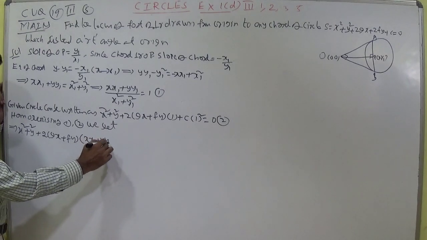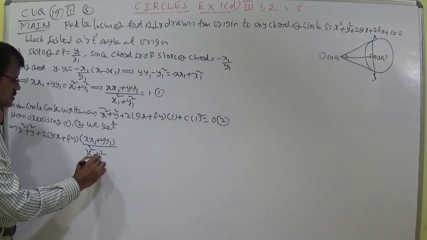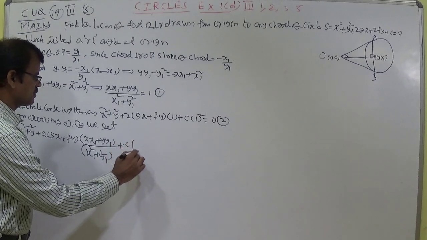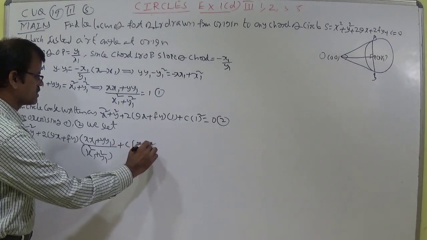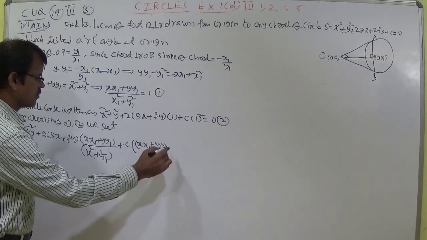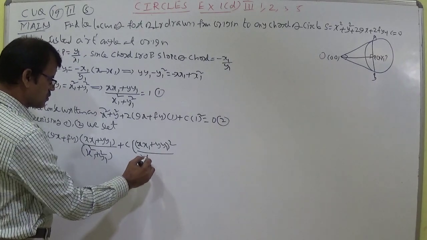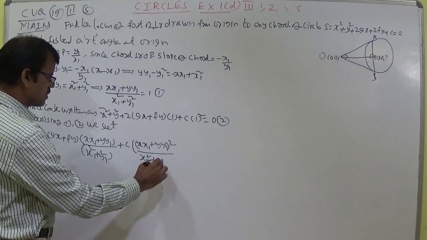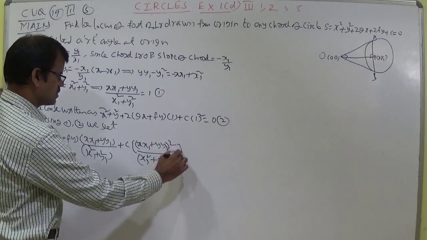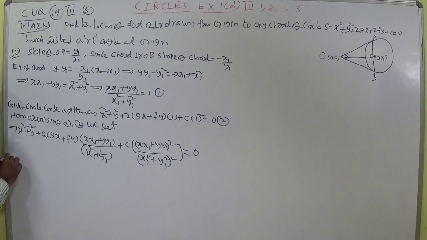the value xx1 plus yy1 by x1 square plus y1 square, put a bracket here, plus c into, for this one you write as xx1 plus y1 whole square, I am writing directly, whole by, for denominator also you should write as x1 square plus y1 square whole square, for total whole square is there, within the bracket you put in 0. Now take an LCM.